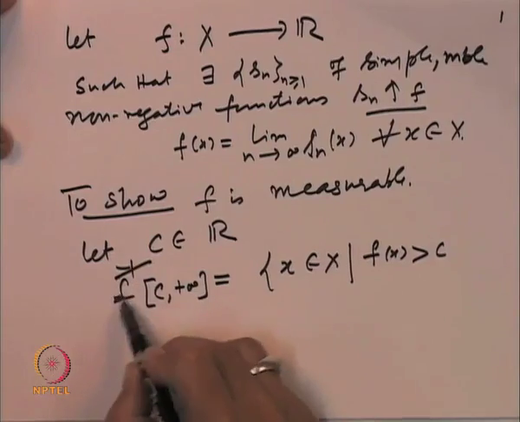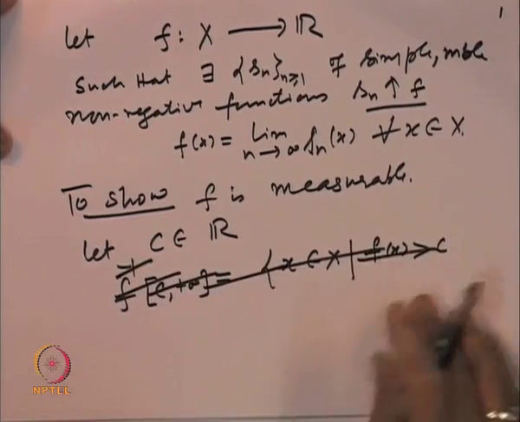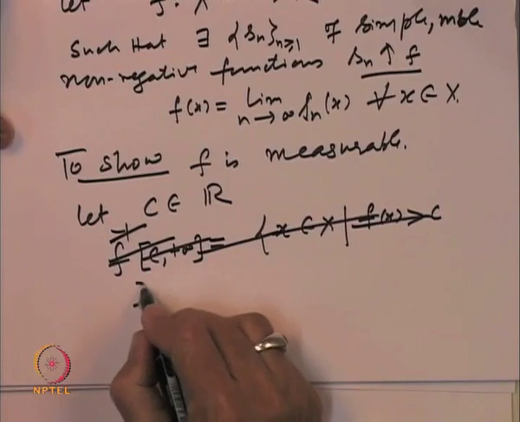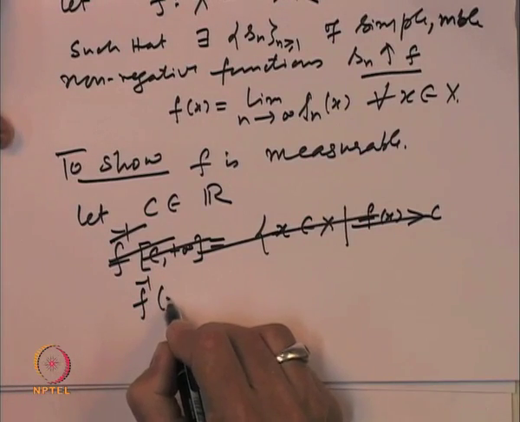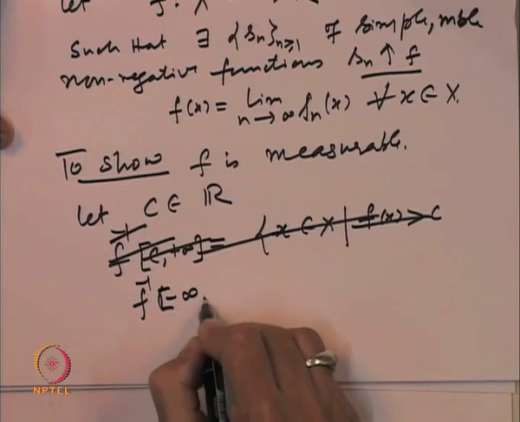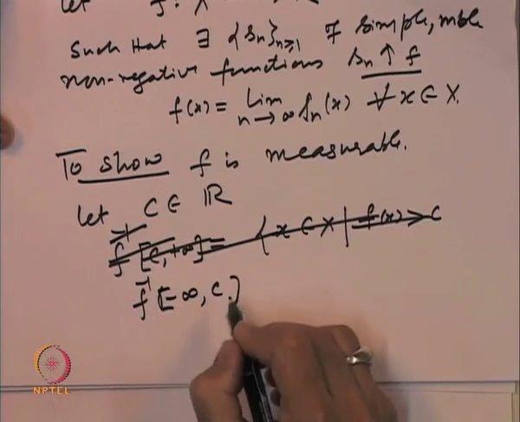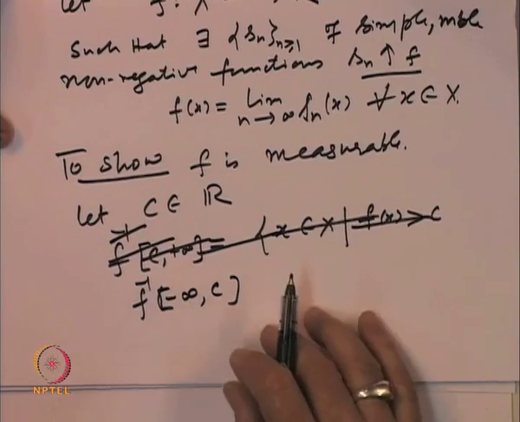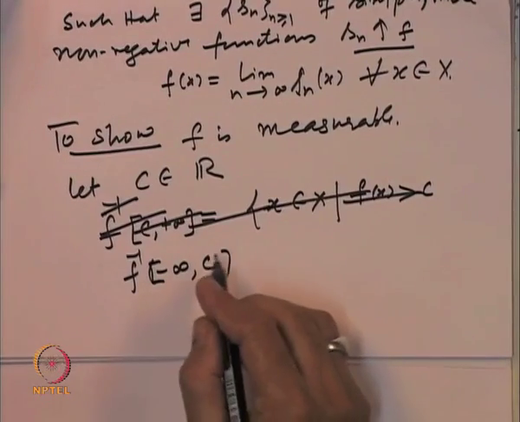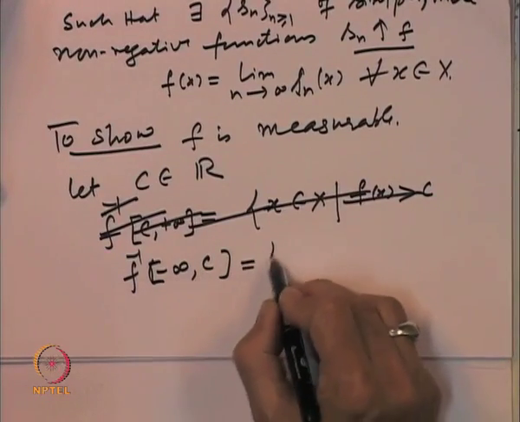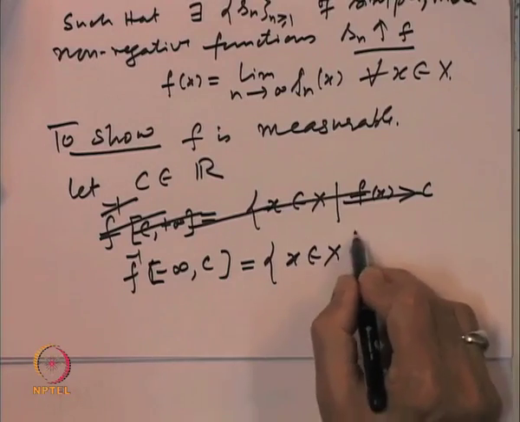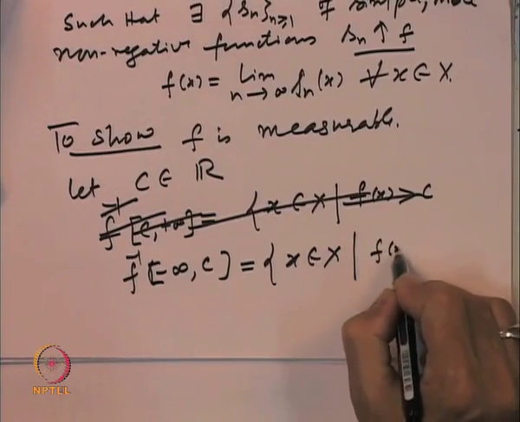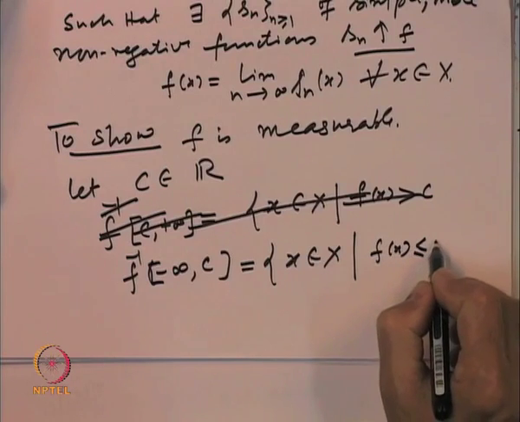It will be easier if we look at the other set. So, instead of this, let me look at the set which is f inverse of minus infinity to C. You will soon see why I am taking this instead of the earlier set, because this proof becomes slightly simpler. So, what is this? This is all x belonging to X such that f of x is less than or equal to C.